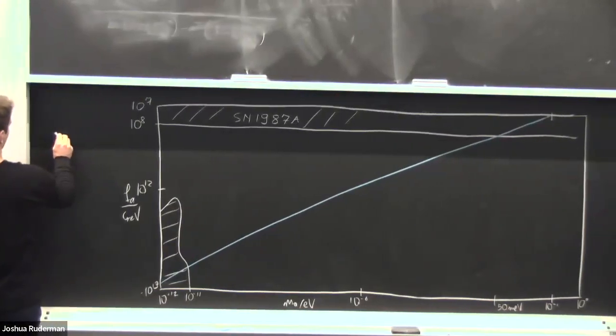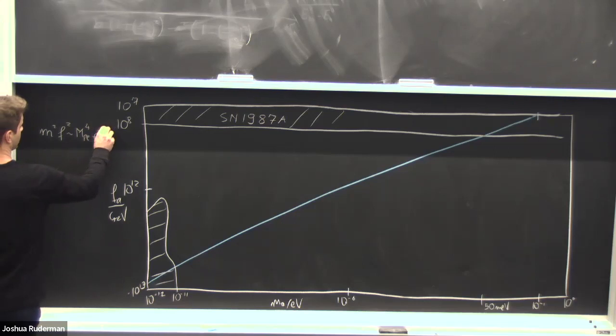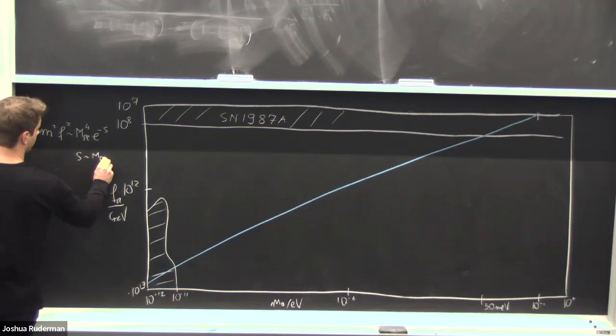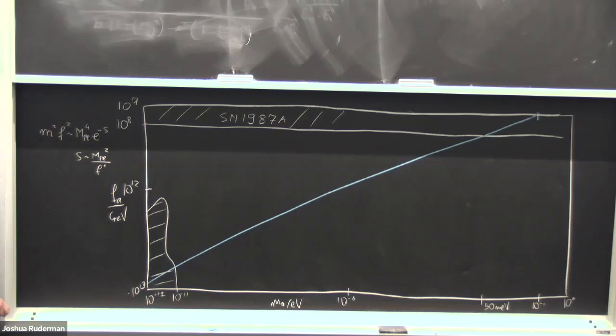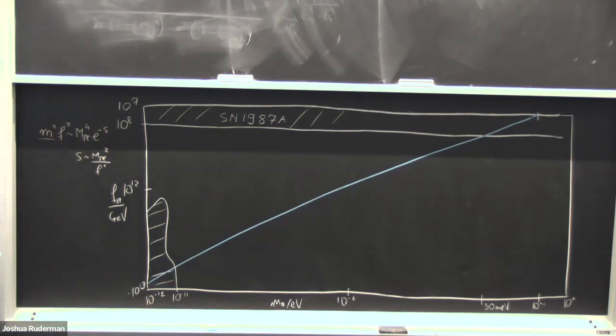And then they say the typical mass squared times decay constant, if F is M Planck, let's say it's M Planck to the fourth times e to the minus S. And this S they estimate as M Planck squared over F squared. So if you put F at the GUT scale, then this exponential is large enough that this is some exceedingly small number. That's kind of the argument. But it's unrelated to the QCD axion. Oh, okay. Somehow I didn't know. Yeah, it's not the QCD axion.